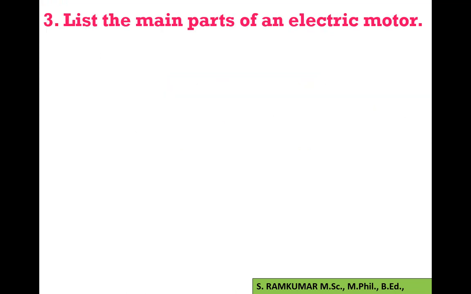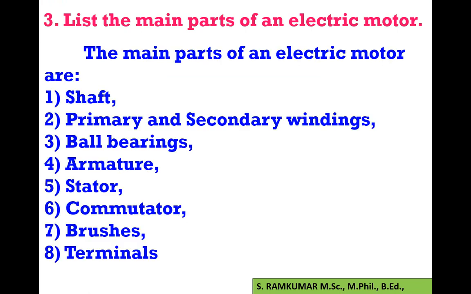Next question. List the main parts of an electric motor. The main parts of an electric motor are shaft, primary and secondary windings, ball bearings, armature, stator, commutator, brushes and terminals.